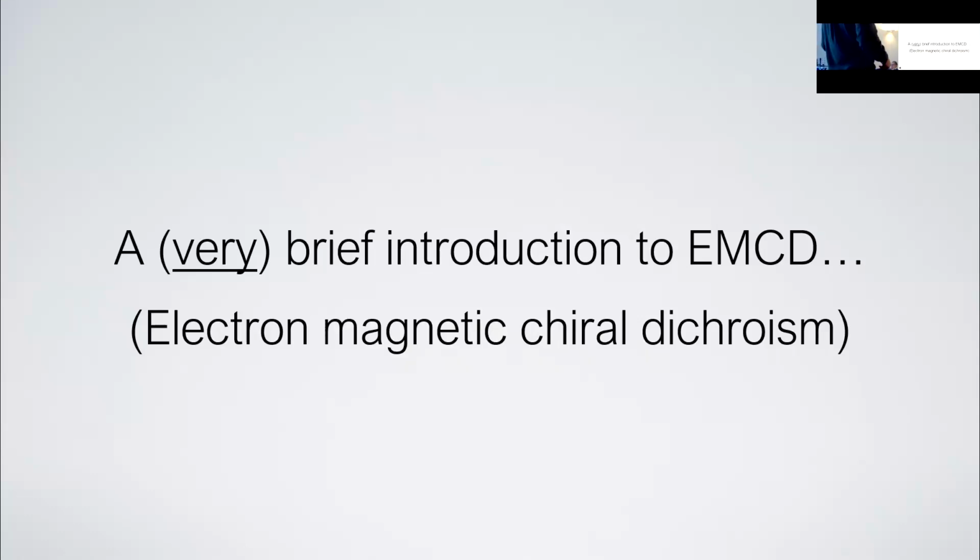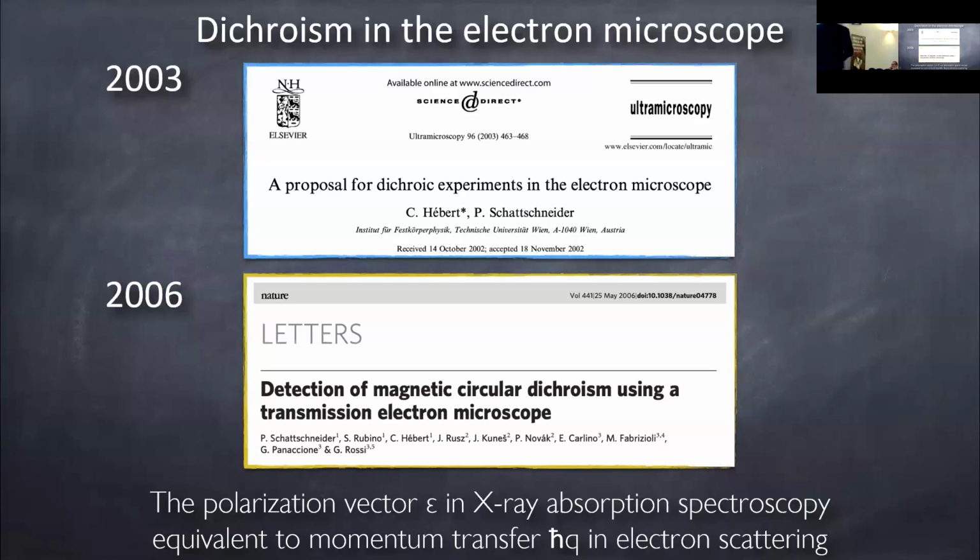And for that, I have to give you a brief introduction to EMCD, which stands for electromagnetic chiral dichroism, from Peter Schattschneider, the guy who came up with this. They like to call it energy loss magnetic chiral dichroism. I prefer electrons because we use electrons. So in 2003, Cecilia Hébert and Peter Schattschneider came up with a theoretical paper in which they proposed a method to do magnetic measurements with an electron microscope. And three years later, there was experimental proof of that.